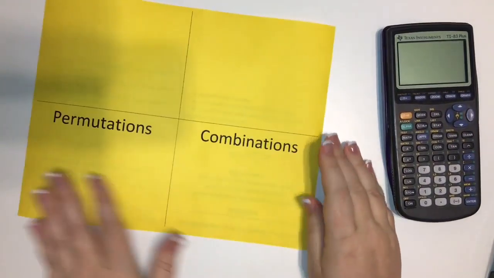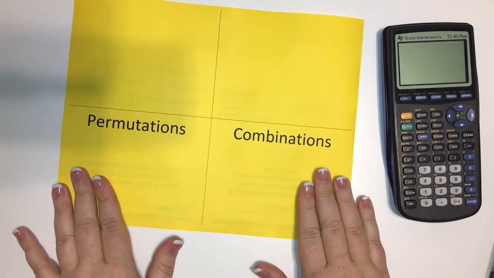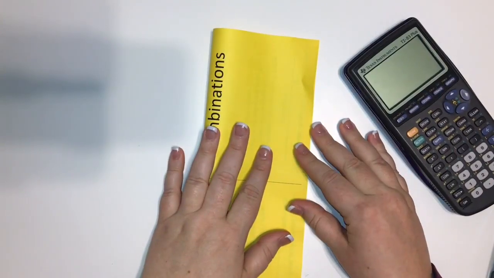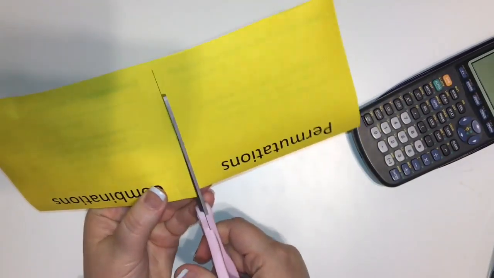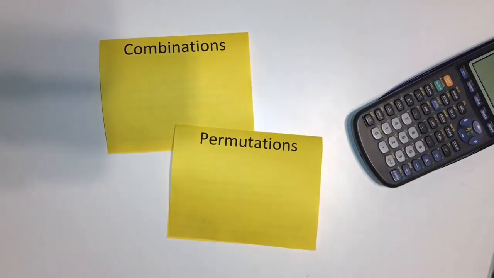Now we're going to go through and fill out the next foldable, on permutations and combinations. So first thing we're going to do is fold it up and cut it apart. We're first going to talk about permutations.